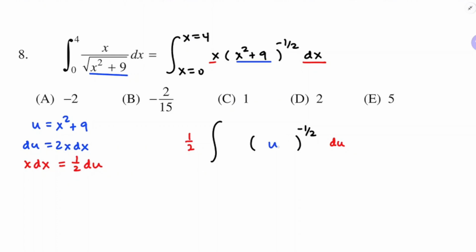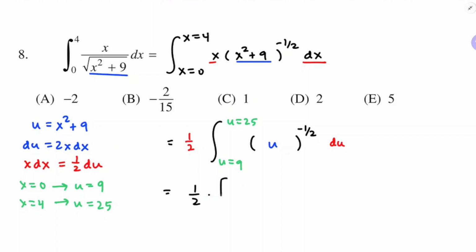And now what's left for me is to convert the bounds of integration. Okay, I started with x values, but I've converted this integral to u, so I need to convert those x coordinates, x equals 0, to u coordinates, so that's u equals 0 squared plus 9, and then when x equals 4, u will equal 16 plus 9, which is 25. Okay, and I've got my integral fully converted.